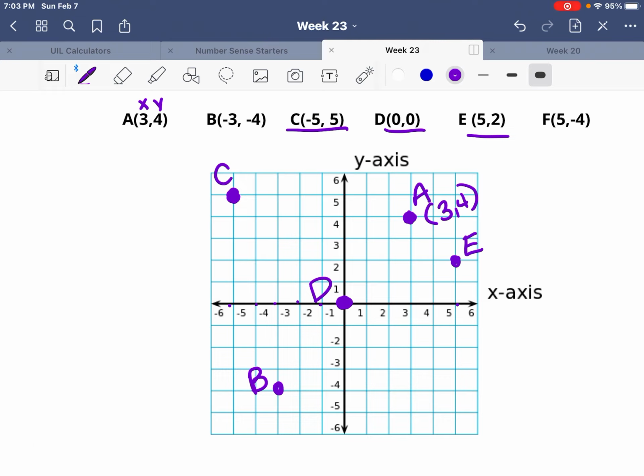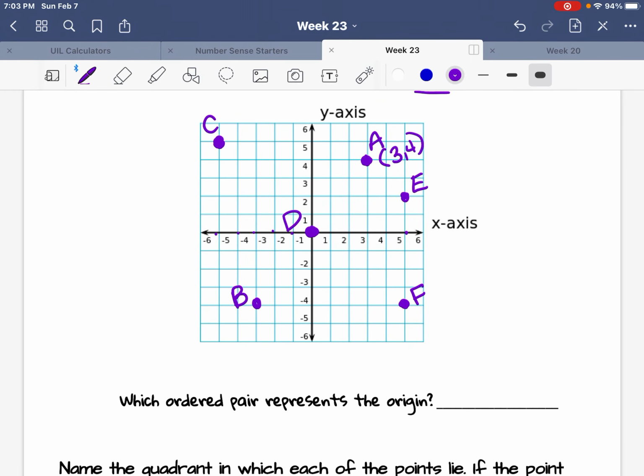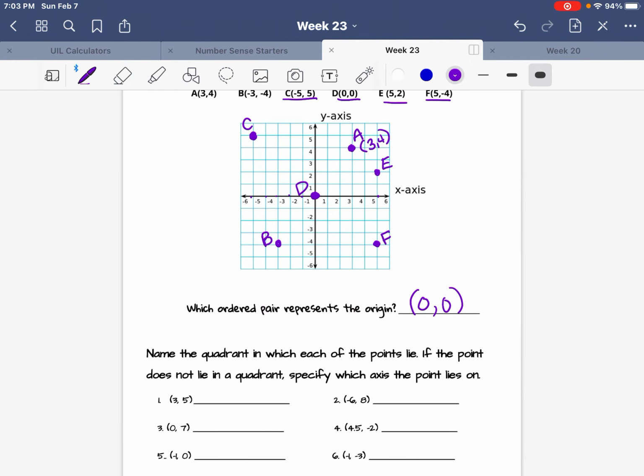And then finally, let's plot point F (5, -4). Again, we go to +5 on the x number line, and we go to -4 on the y number line. There is the point F, (5, -4). Okay? Which ordered pair represents the origin? That would be the ordered pair (0, 0), always. That's always the origin because it's where the two number lines intersect at their middle points.